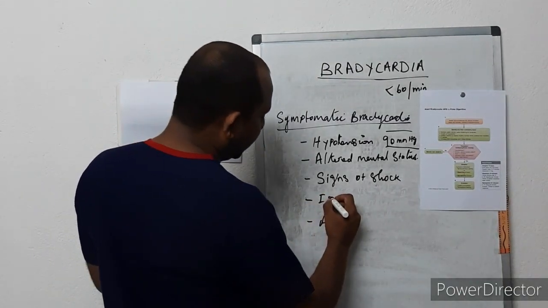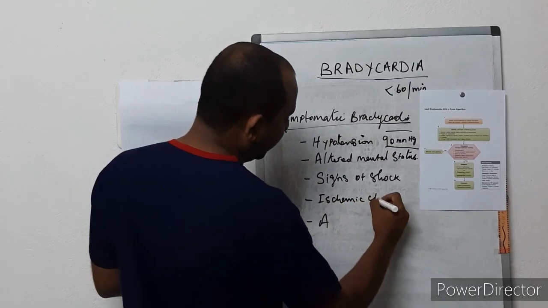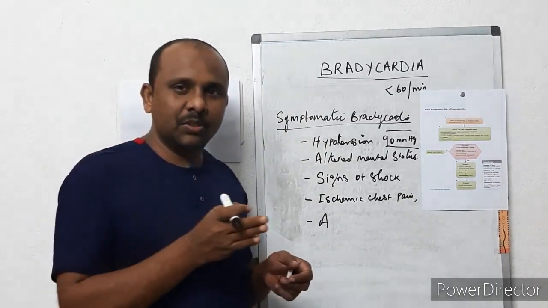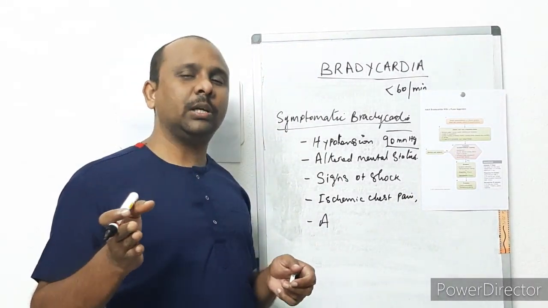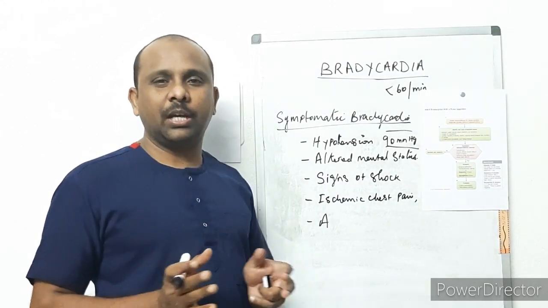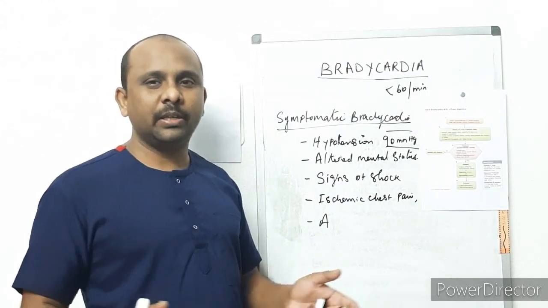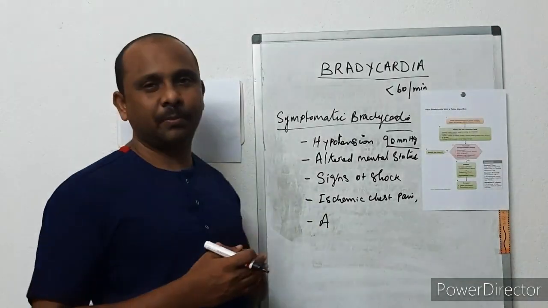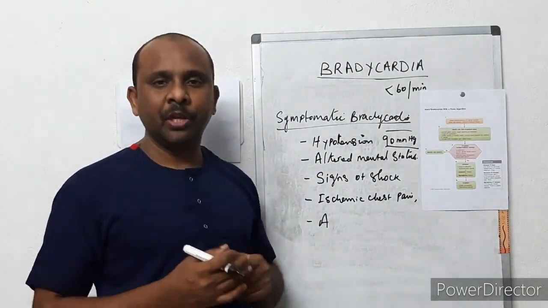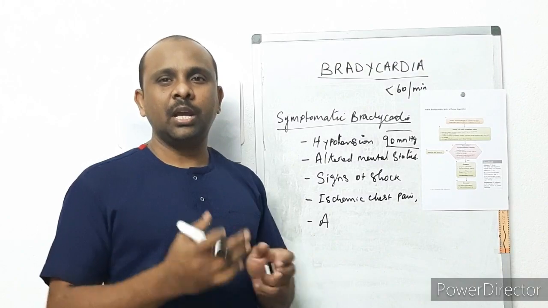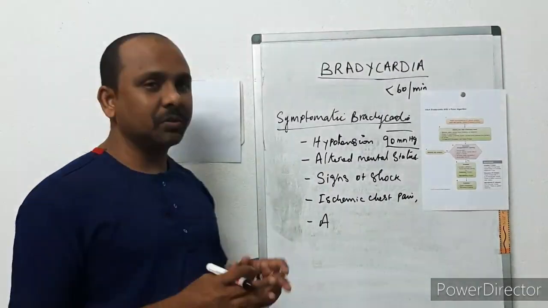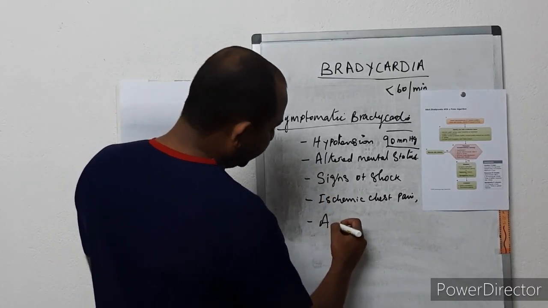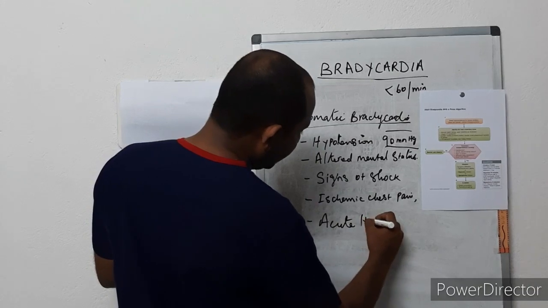So the next is ischemic chest pain. The heart is pumping very slowly, the rate is very slow, so the coronaries are not getting adequate perfusion. That is producing an MI, like a hemodynamic MI. So that patient will have chest pain. It must be an ongoing chest pain along with the bradyarrhythmia. So if the patient presents to you with bradyarrhythmia and ongoing chest pain, then it is an indication for treatment, right?